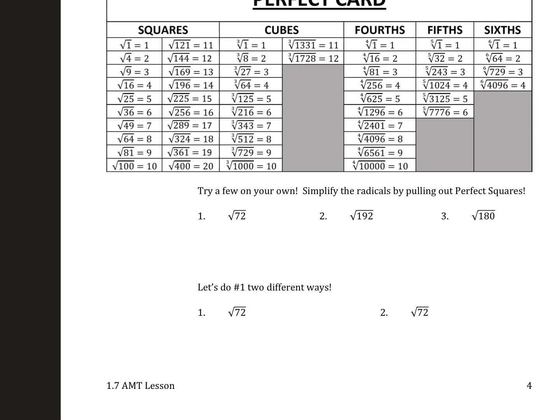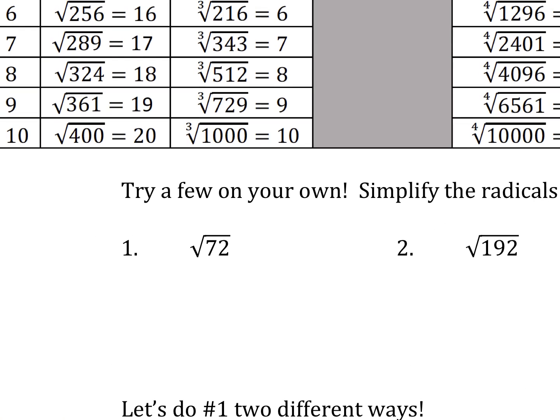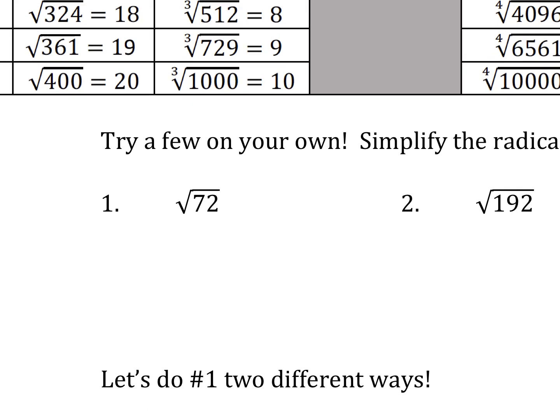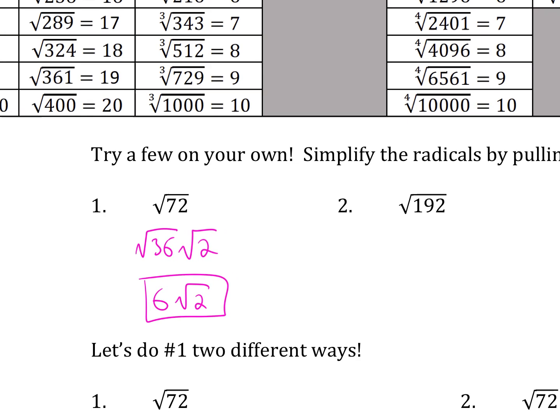All right. So for number 1, the square root of 72. The greatest perfect square that goes into this is 36. So I'm going to write square root of 36 times 2. So the square root of 36 is going to be 6. We get 6 square root of 2. All right.